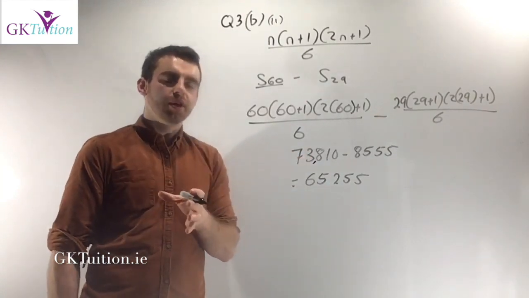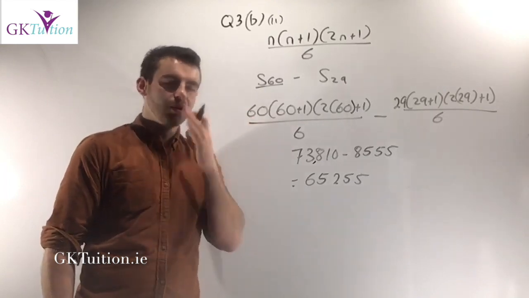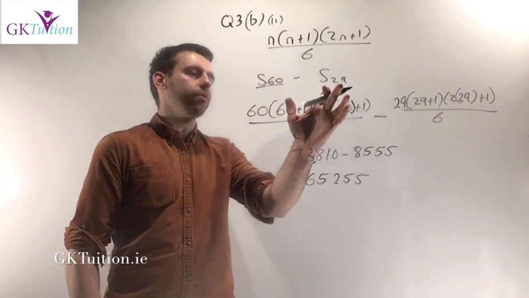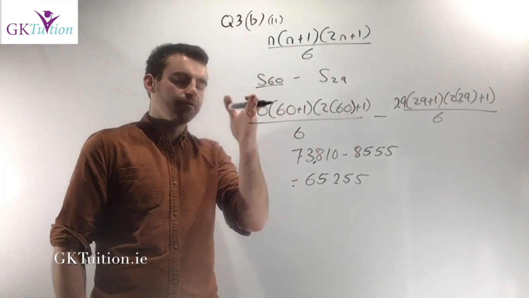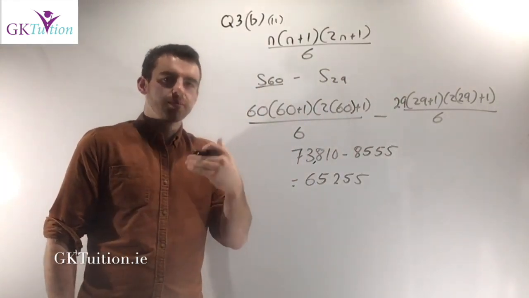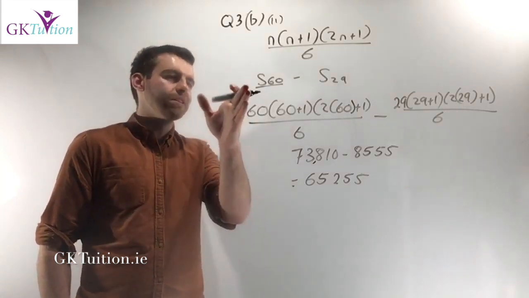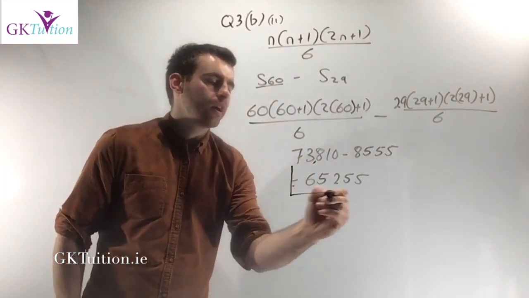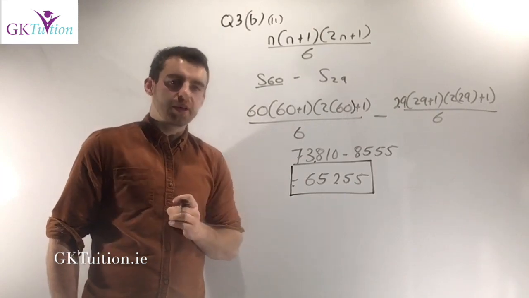But I don't want to include 1 squared plus 2 squared plus 3 squared the whole way up to 29 squared. I want to start at 30 and then go to 60. So I also need to get the sum of the first 29 numbers squared, and I need to subtract it from the sum of the first 60 numbers squared. Because if I do that, I'm left with 30 squared plus 31 squared plus 32 squared the whole way up to 60 squared. So I get S60 and I subtract S29. And when I did that, my final answer was 65,255. And that gives you the marks for B part 2.